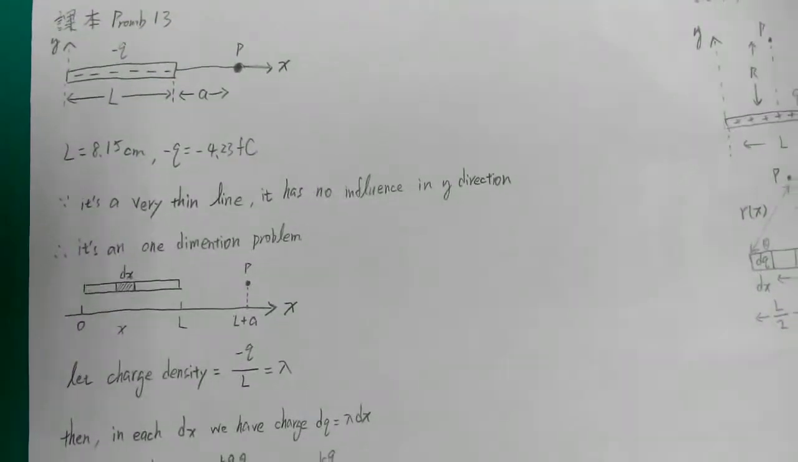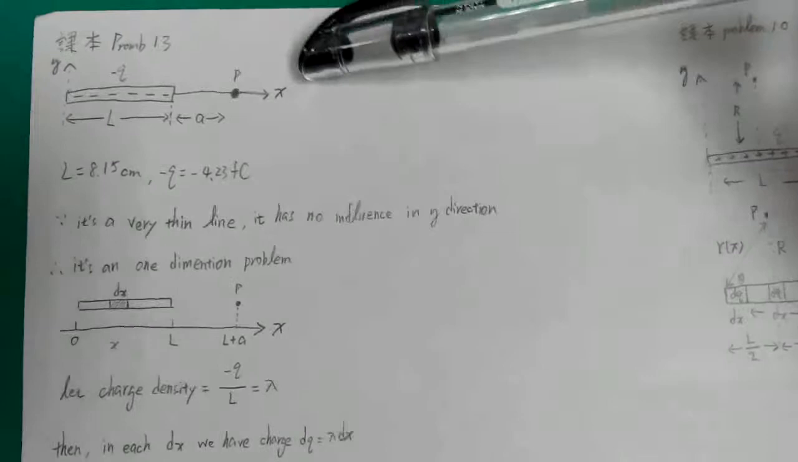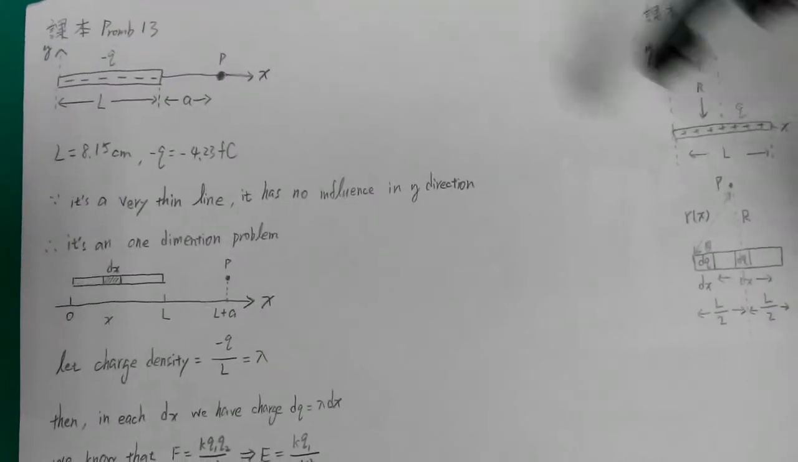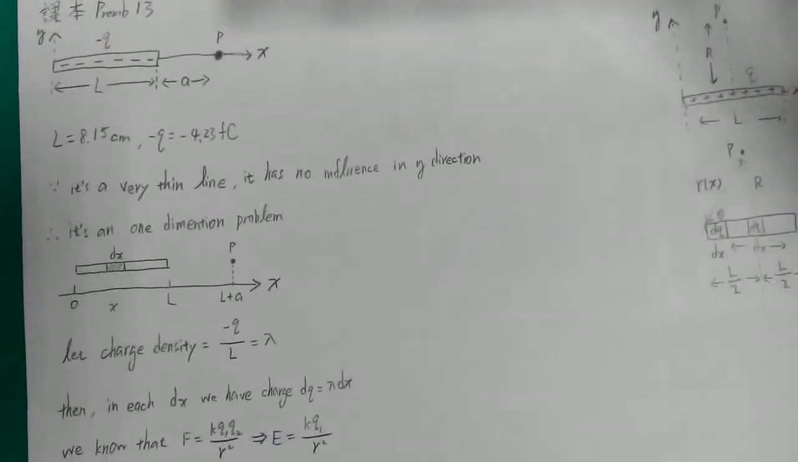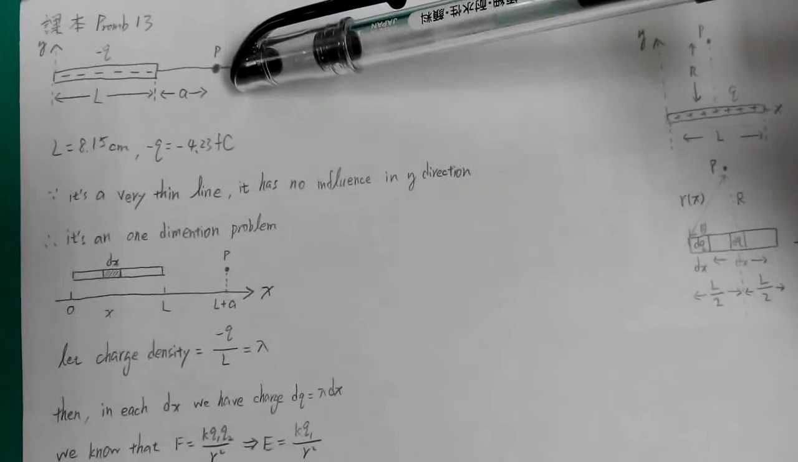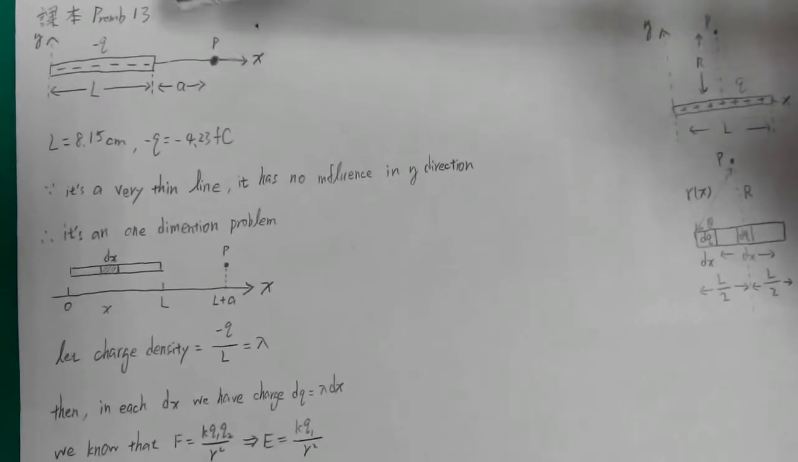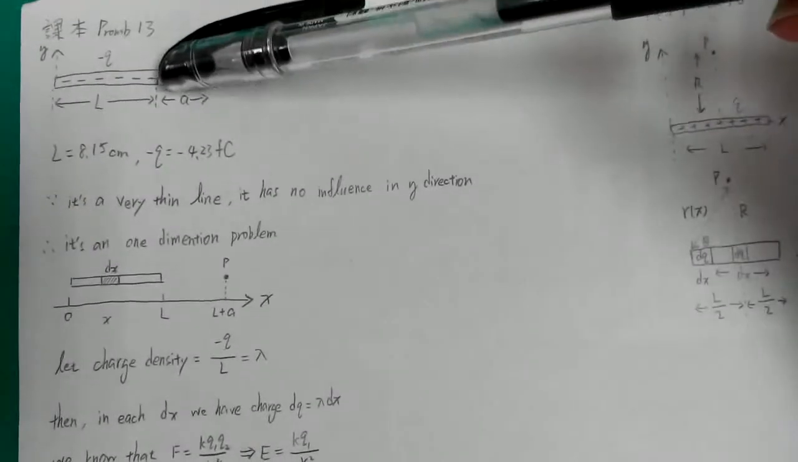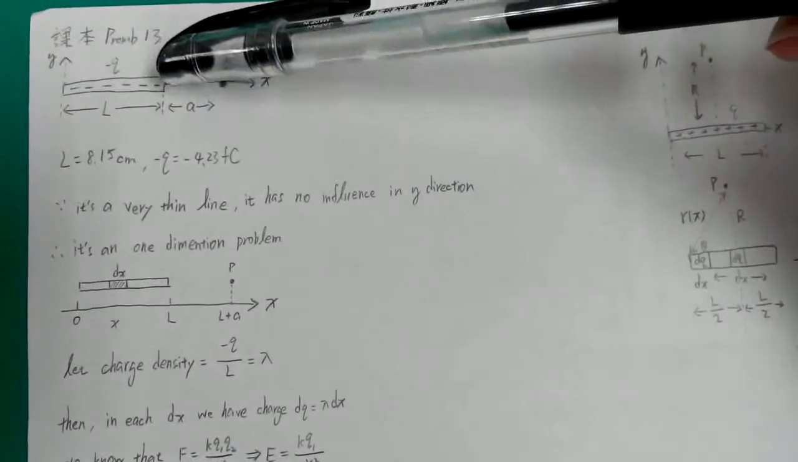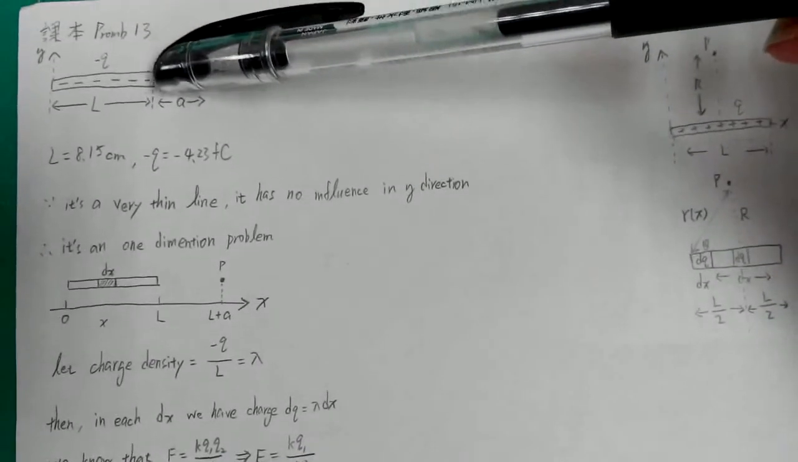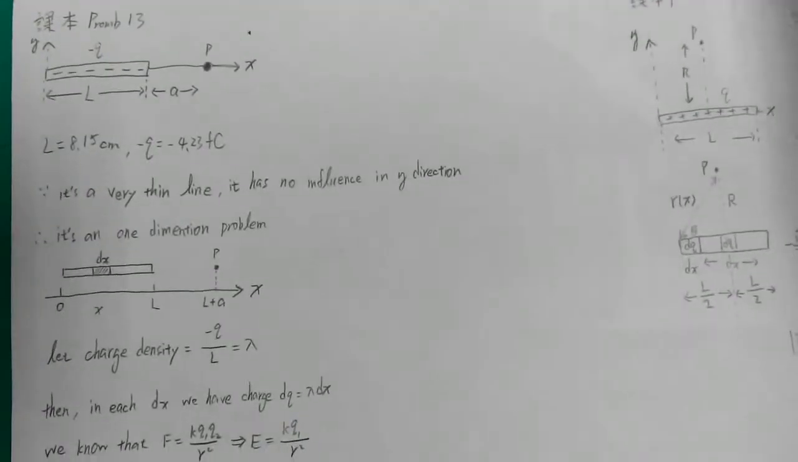Hello. This is one of the examples that will be on the quiz next Monday. Today we mentioned how to calculate the electric field at this position P, due to this line charge with length L and charge minus Q. In the class we proposed the line charge is positive.